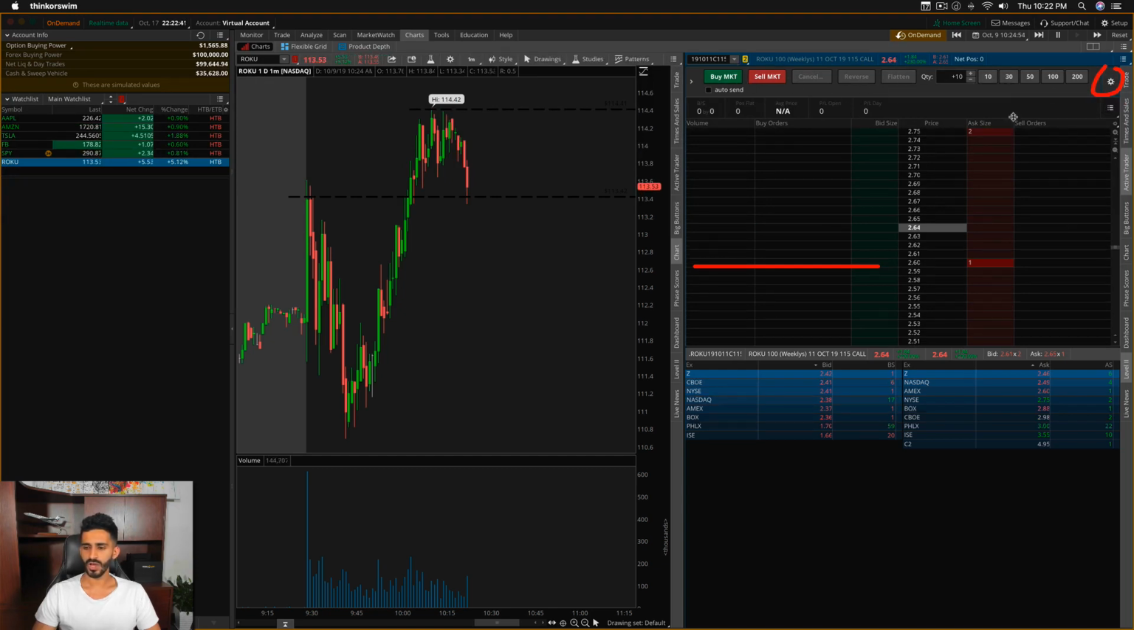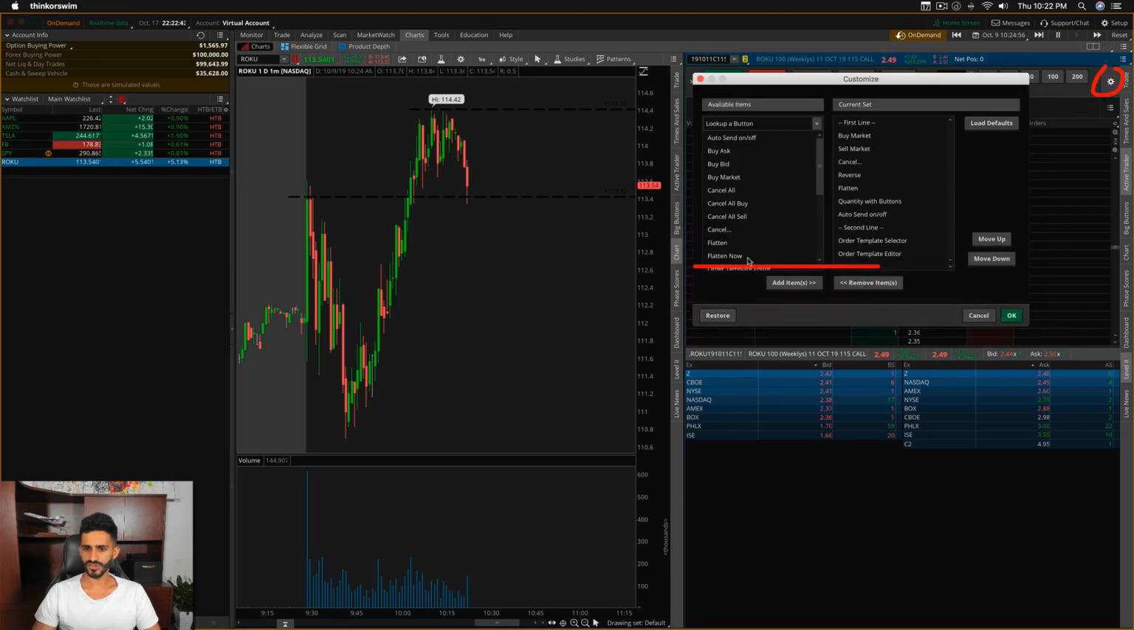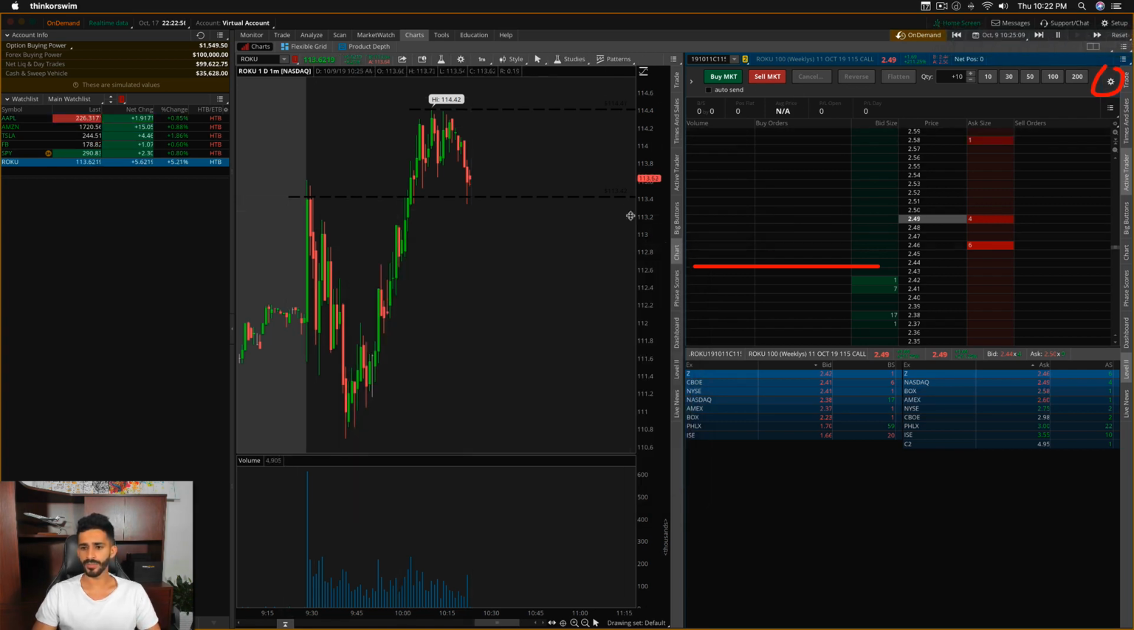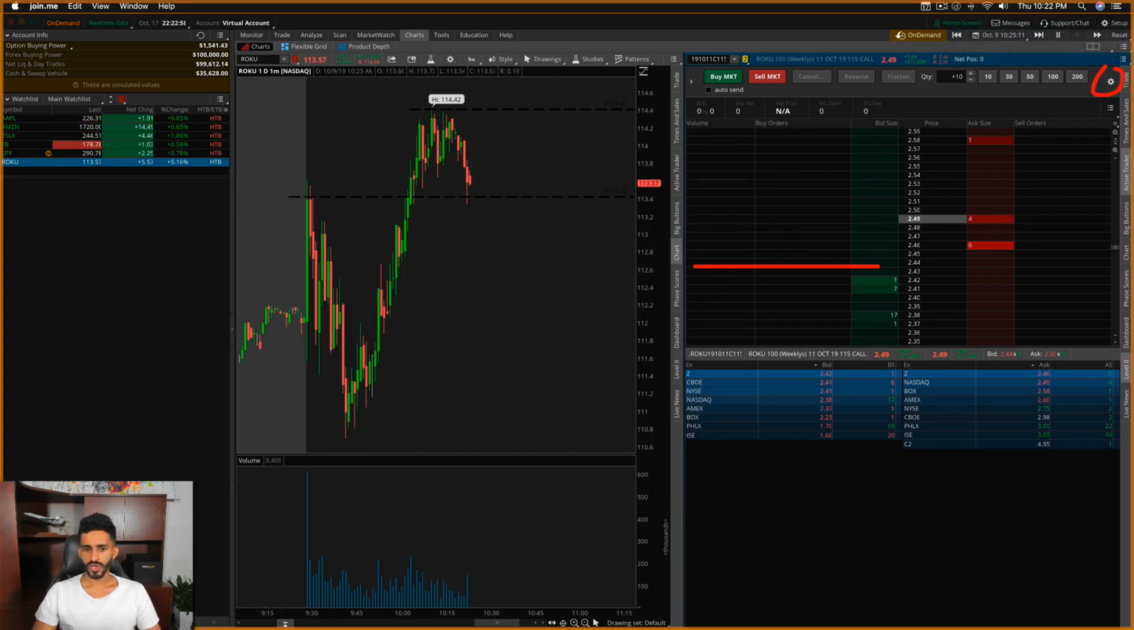Another thing you guys can do is hit buy ask, buy the bid. You can set up all these things. So let's say I have buy ask or buy bid and you want to set up other orders, you can too. But this is how I personally like to have it up. So let's say I want to buy Roku's 115 contract. I can use all of this to buy it.